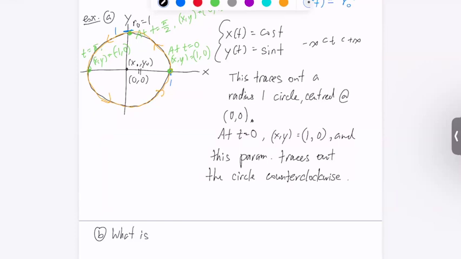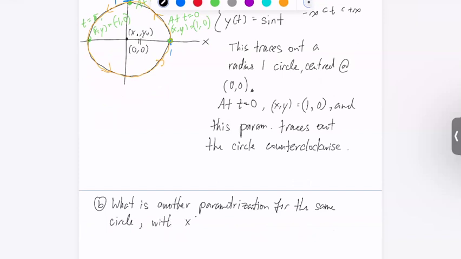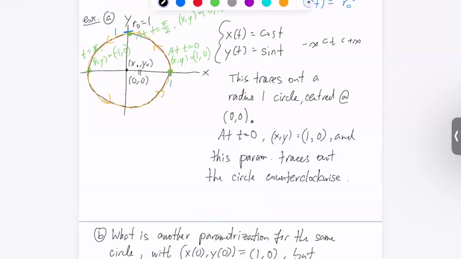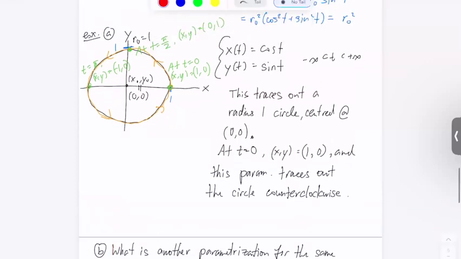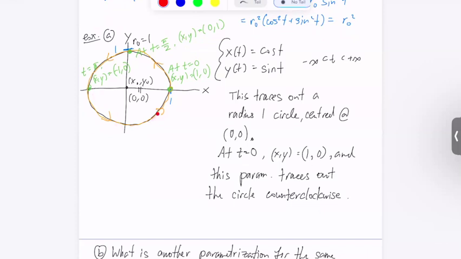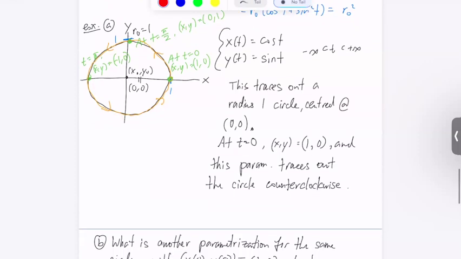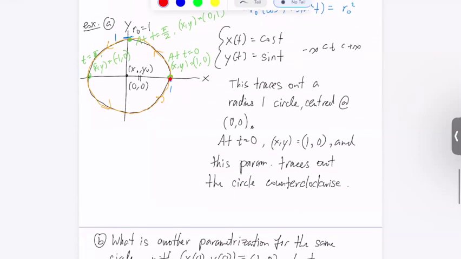What is another parameterization for the same circle, with x at time equals 0 and y at time equals 0 at (1, 0), but clockwise? Does someone have a suggestion for what this parameterization might be? I want the same unit circle, centered at (0, 0). At time equals 0, I also want to begin at the point (1, 0). But instead of going this way, I want to go this way. So I could reverse sine and cosine with x and y.